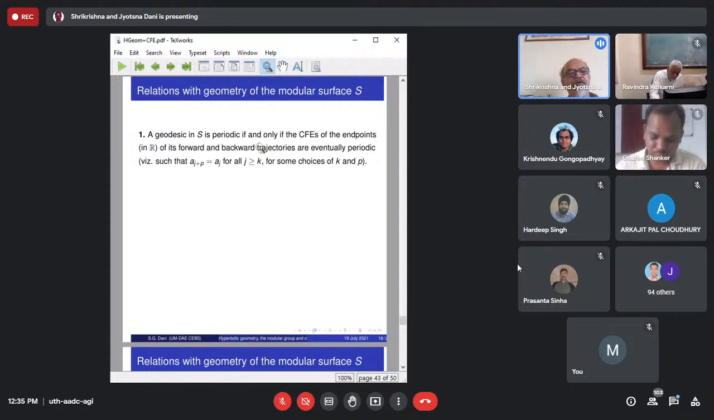So the first comment here is about when this happens. We saw that there are periodic geodesics. Now it can be characterized in terms of the endpoints, and the condition is precisely that the continued fraction expansions of these are eventually periodic, which means that after some stage they keep repeating themselves: a of j plus p is equal to a of j for some j bigger than or equal to k.